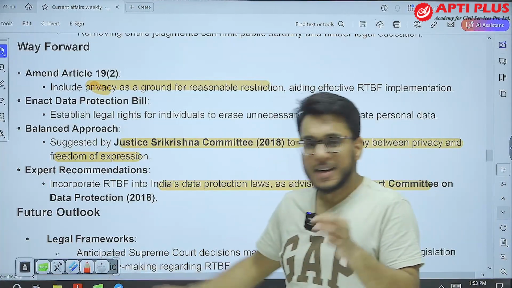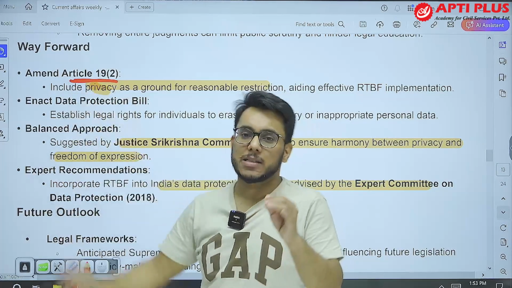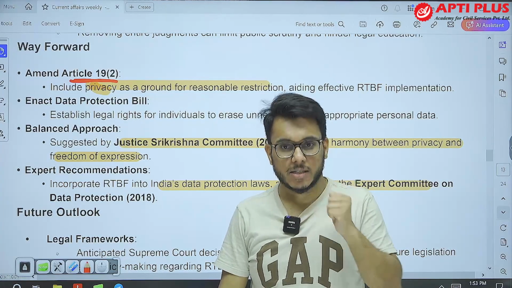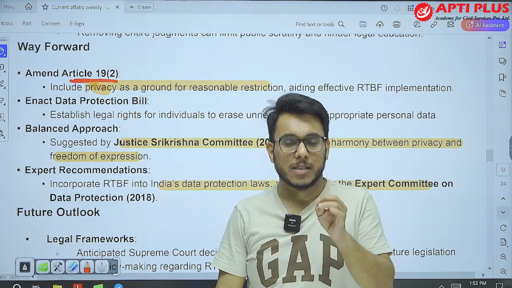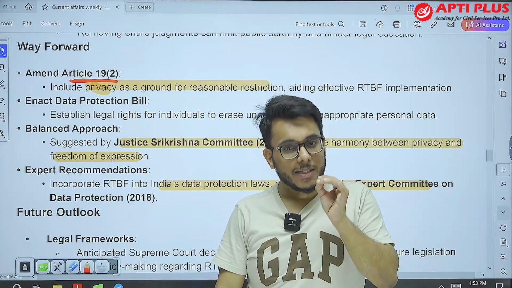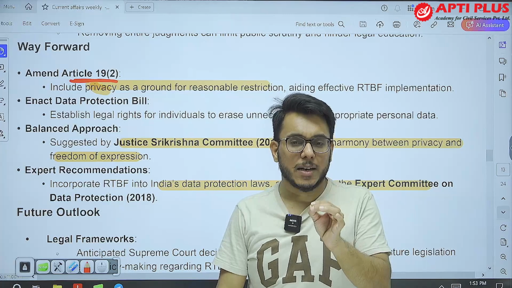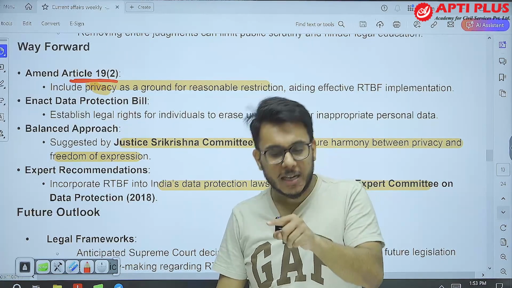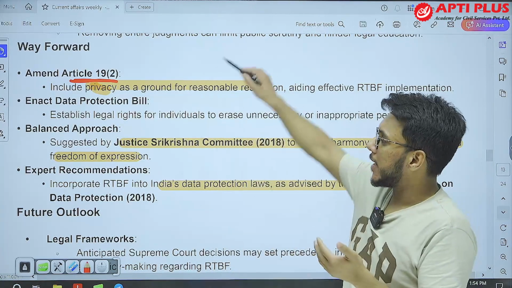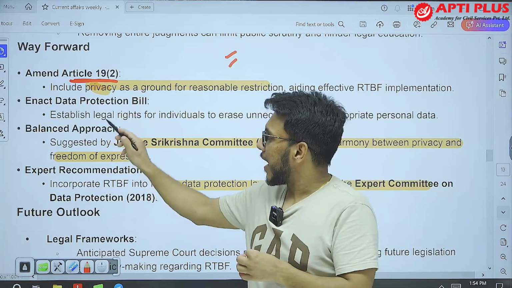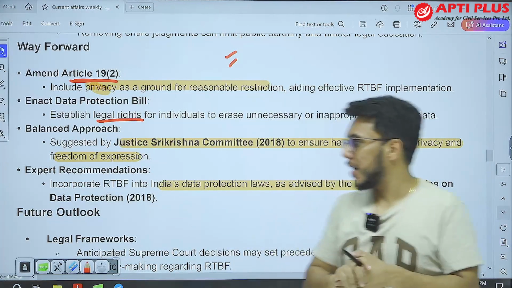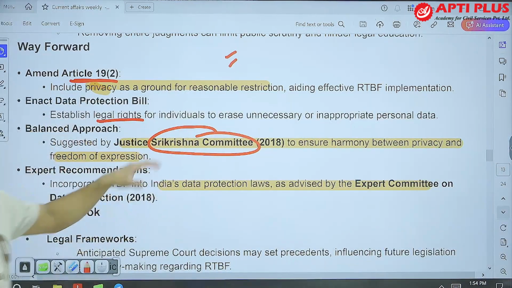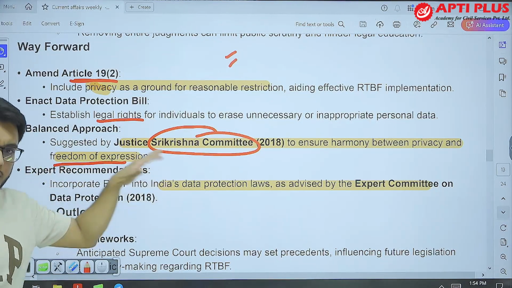The way forward is that, number one, we need to make suitable amendments in Article 19 clause 2. Let's understand this. Article 19 clause 2 talks about reasonable restrictions. Right now, in the grounds of reasonable restriction, privacy is not mentioned. So mention the ground of privacy within the reasonable restrictions, and then the right to be forgotten can be given. After that, we need to provide it as a statutory right, a legal right. Moreover, the Justice Sri Krishna Committee provided to ensure harmony between privacy and freedom of expression. In fact, it provided it.